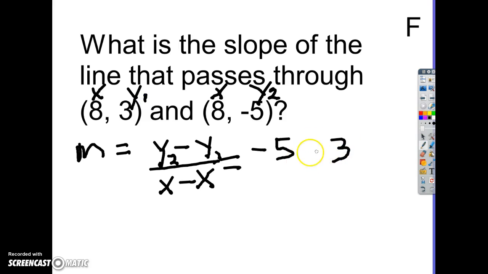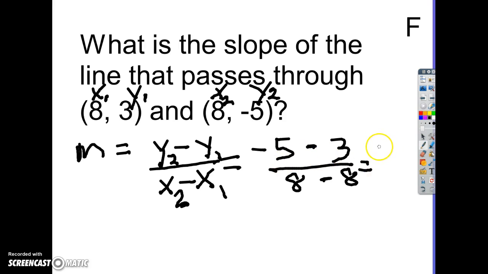So I write both numbers, -5 and 3, that I have in my points, and then I put a minus sign between them. On the bottom, I'm going to start with the second value of x, which is up here, and copy that number. And then I'm going to take the first number for x, which is also 8, and write that number. Put your minus sign again. And then on the top, -5 minus 3 is you owe 5, and then you owe 3. So you actually owe 8. On the bottom, 8 minus 8 is 0. Since the 0 is on the bottom this time, we call that undefined.